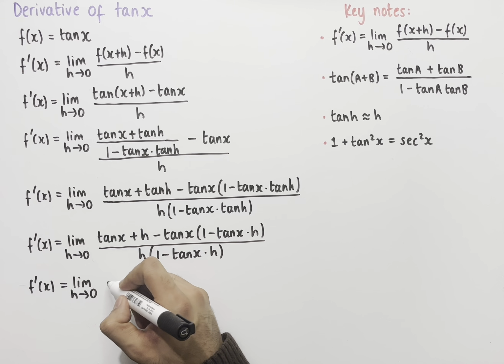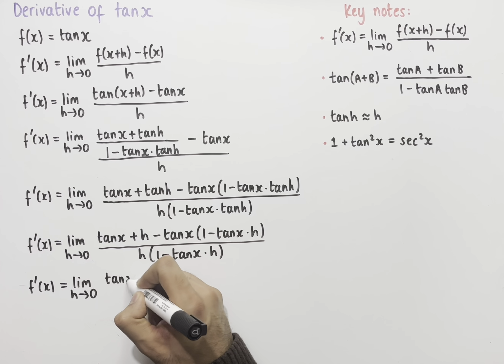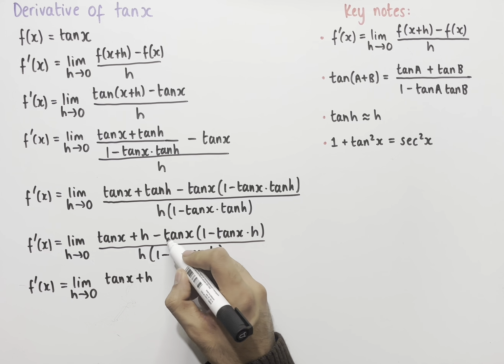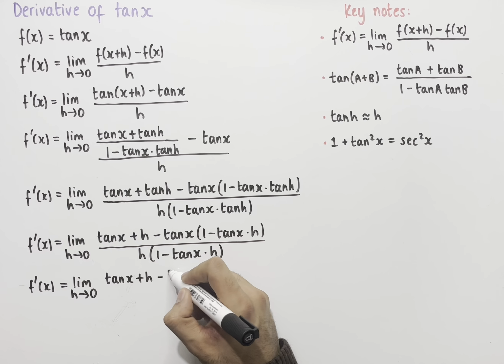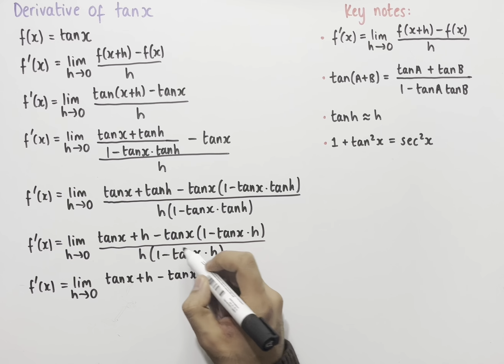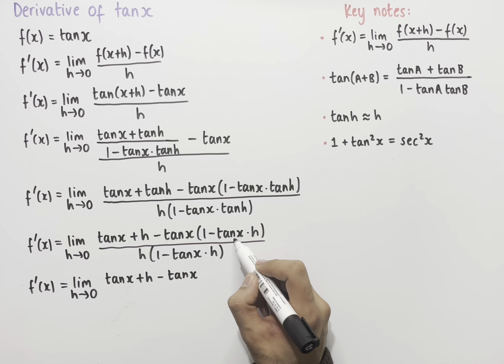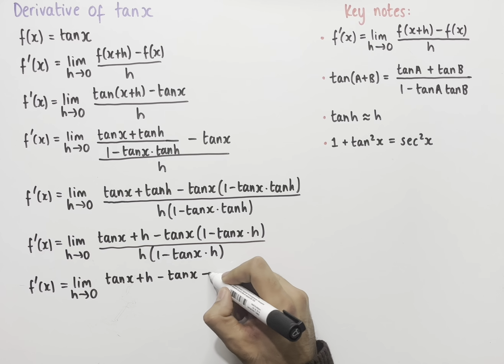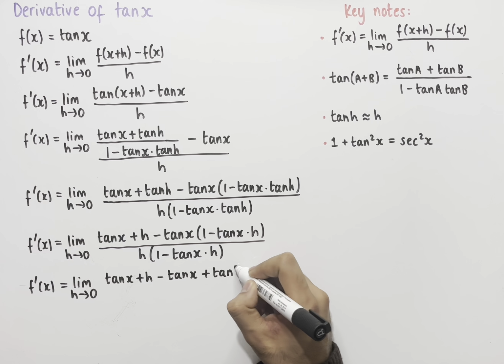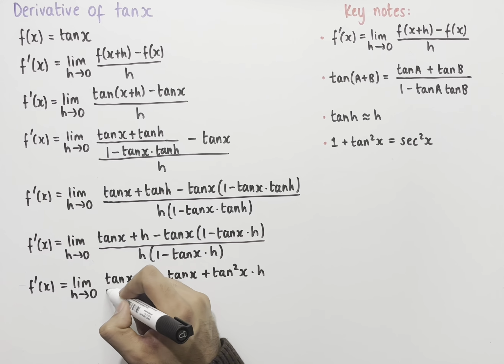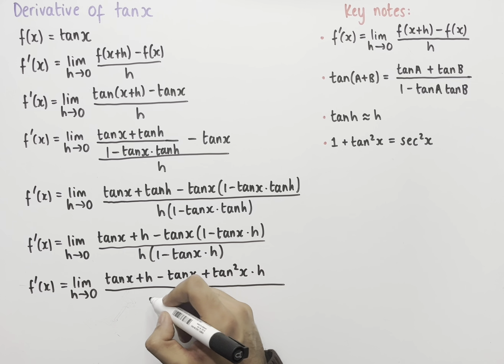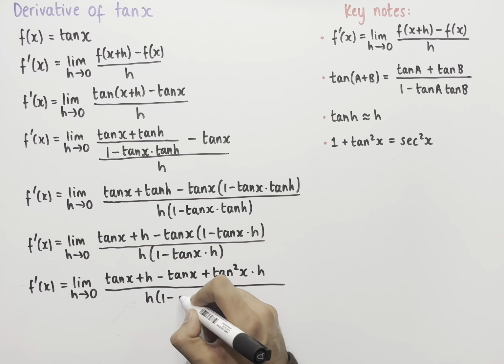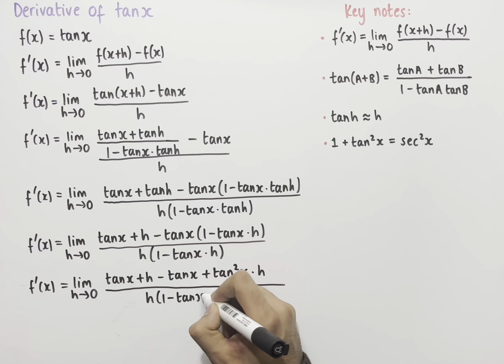And so we now get f dash of x, which equals the limit as h tends to 0, and now expanding the brackets in the numerator we get tan x plus h, and then minus tan x times 1 is minus tan x, times minus tan x times h is plus tan squared x times h, and then in the denominator we now have h brackets 1 minus tan x times h.